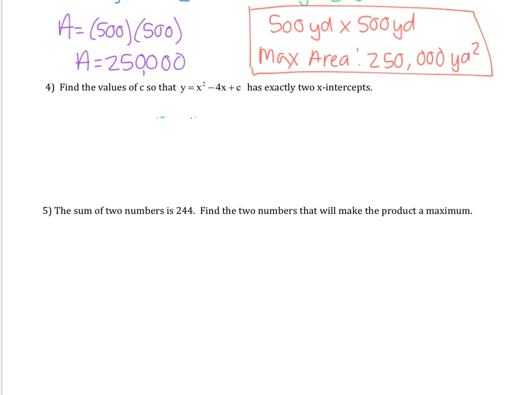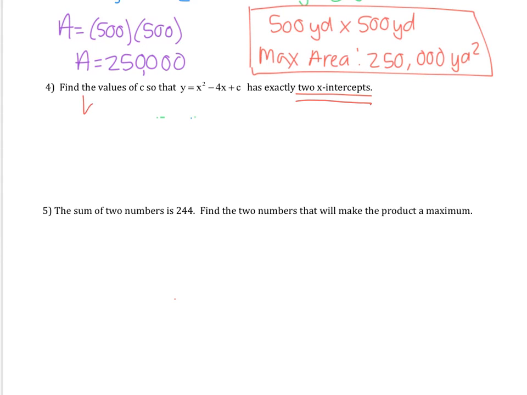Right, question 4 says find the values of c so that y equals x squared minus 4x plus c has exactly 2 x-intercepts. So when we're thinking about 2 x-intercepts, what I'm thinking about is the quadratic formula and specifically the discriminant. If you'll remember, a quadratic function has 1 x-intercept when the discriminant is 0. It's going to have 2 imaginary intercepts if the discriminant is negative. So that means that if it has 2 real x-intercepts, we're looking for when the discriminant is positive.